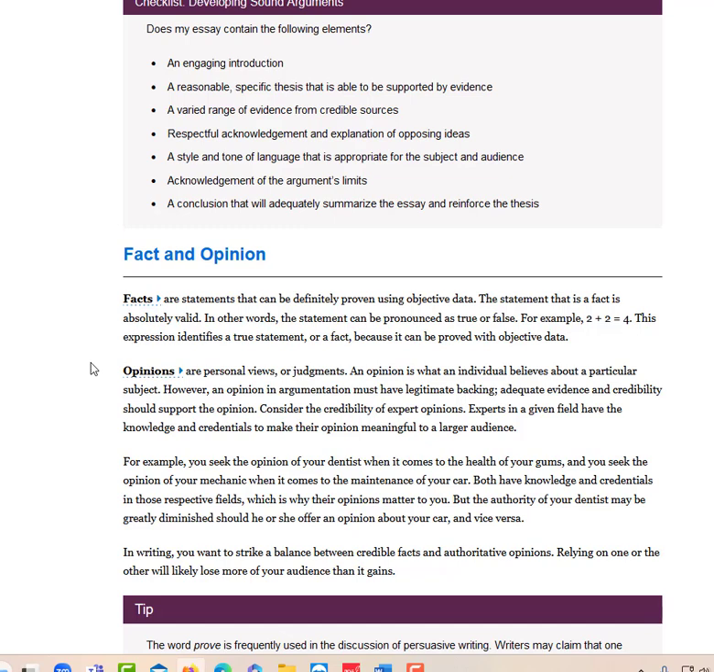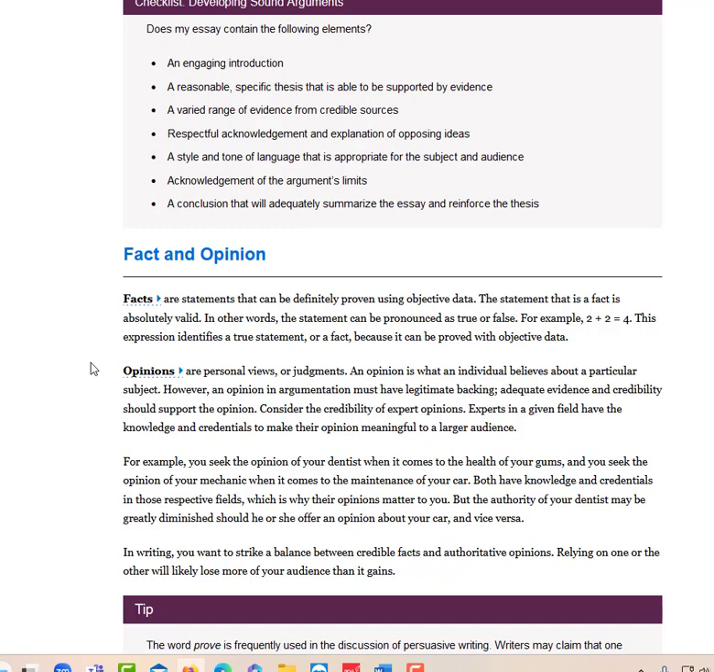Adequate evidence and credibility should support the opinion. Consider the credibility of expert opinions. Experts in a given field have the knowledge and credentials to make their opinions meaningful to a larger audience. For example, you seek the opinion of your dentist when it comes to the health of your gums, you seek the opinion of your mechanic when it comes to the maintenance of your car. Both have knowledge and credentials in their fields, which is why their opinions matter to you.